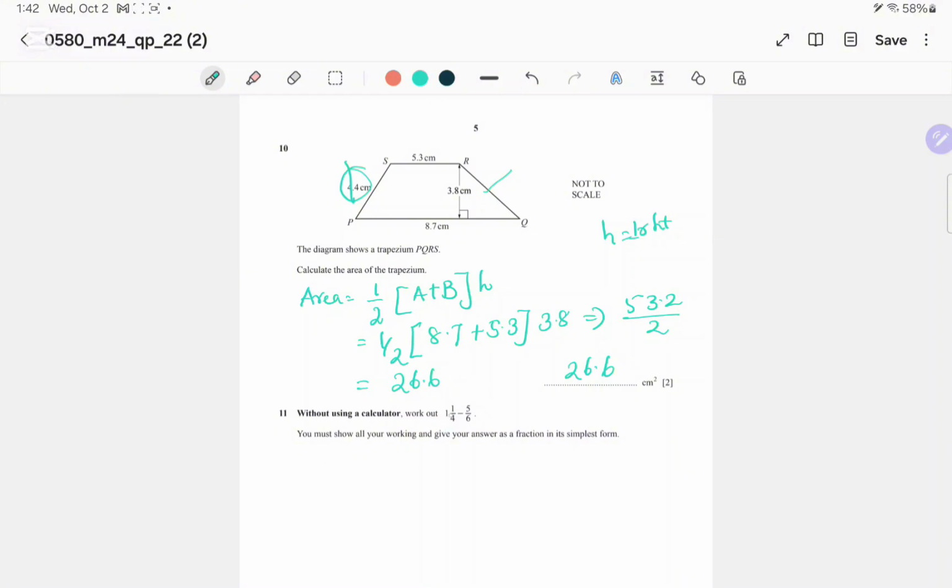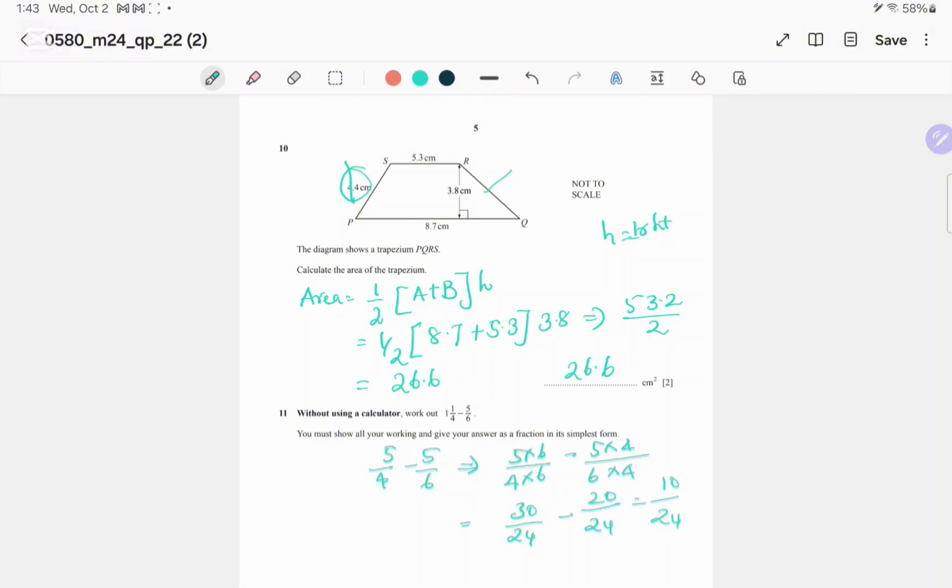Here we have to do it without the calculator. Now change the improper fraction into the proper form. So 4 ones are 4, plus 1, 5 by 4, minus 5 by 6. To have a common LCM, we multiply here by 6, both the numerator and denominator. Again here we multiply by 4, both the numerator and denominator. By this way, we will get a common LCM. So 30 at the top by 24 minus 20 by 24, which is equal to 30 minus 20, 10 by 24.